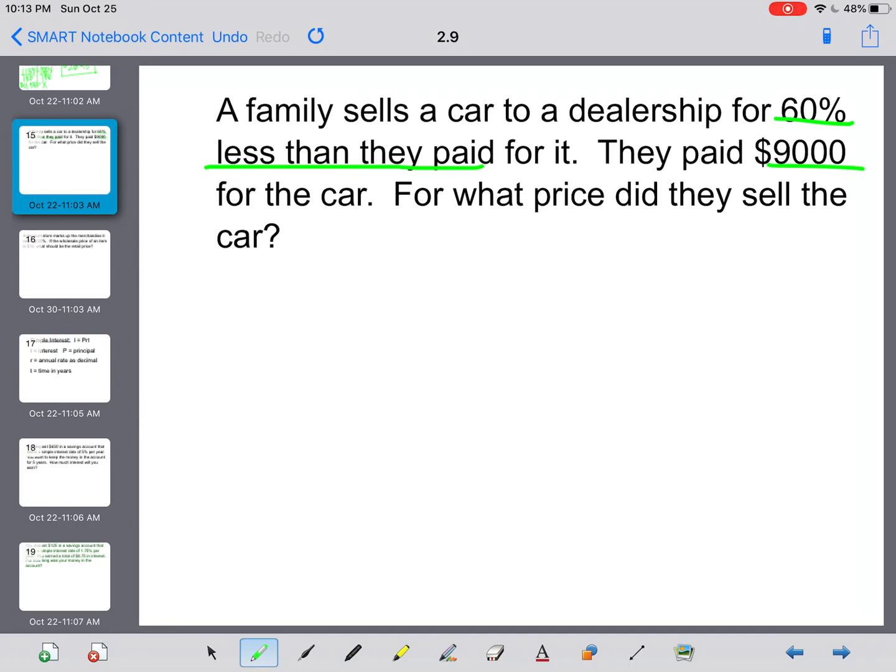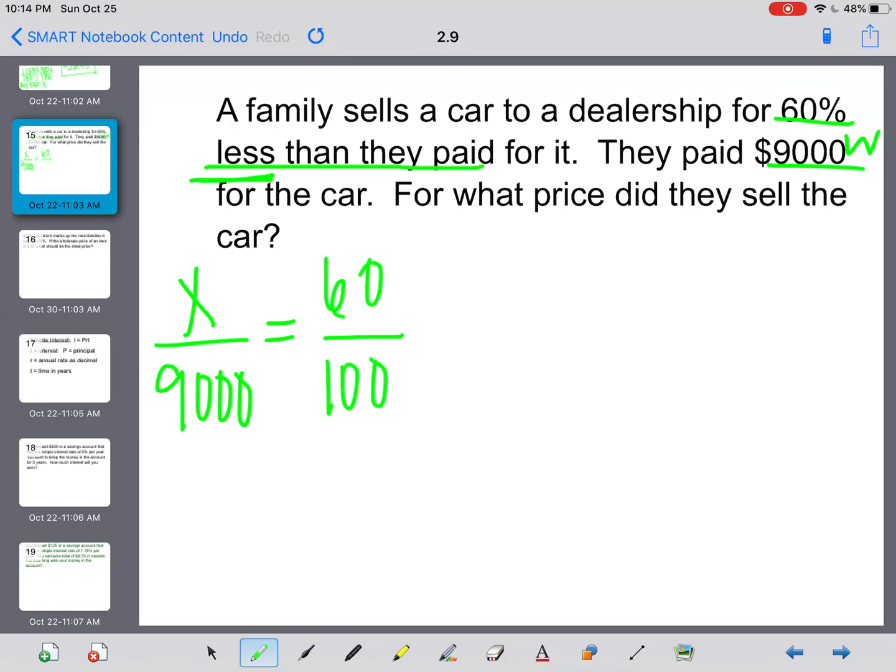A family sells a car to a dealership for 60% less than they paid for it. They paid $9,000. For what price did they sell the car? So we need to figure out what 60% is and then actually take it away because they got 60% less than what they paid. This was the whole amount that they paid. So I'm missing the part. I know the whole. I have a percent, and 100 always goes on the bottom.